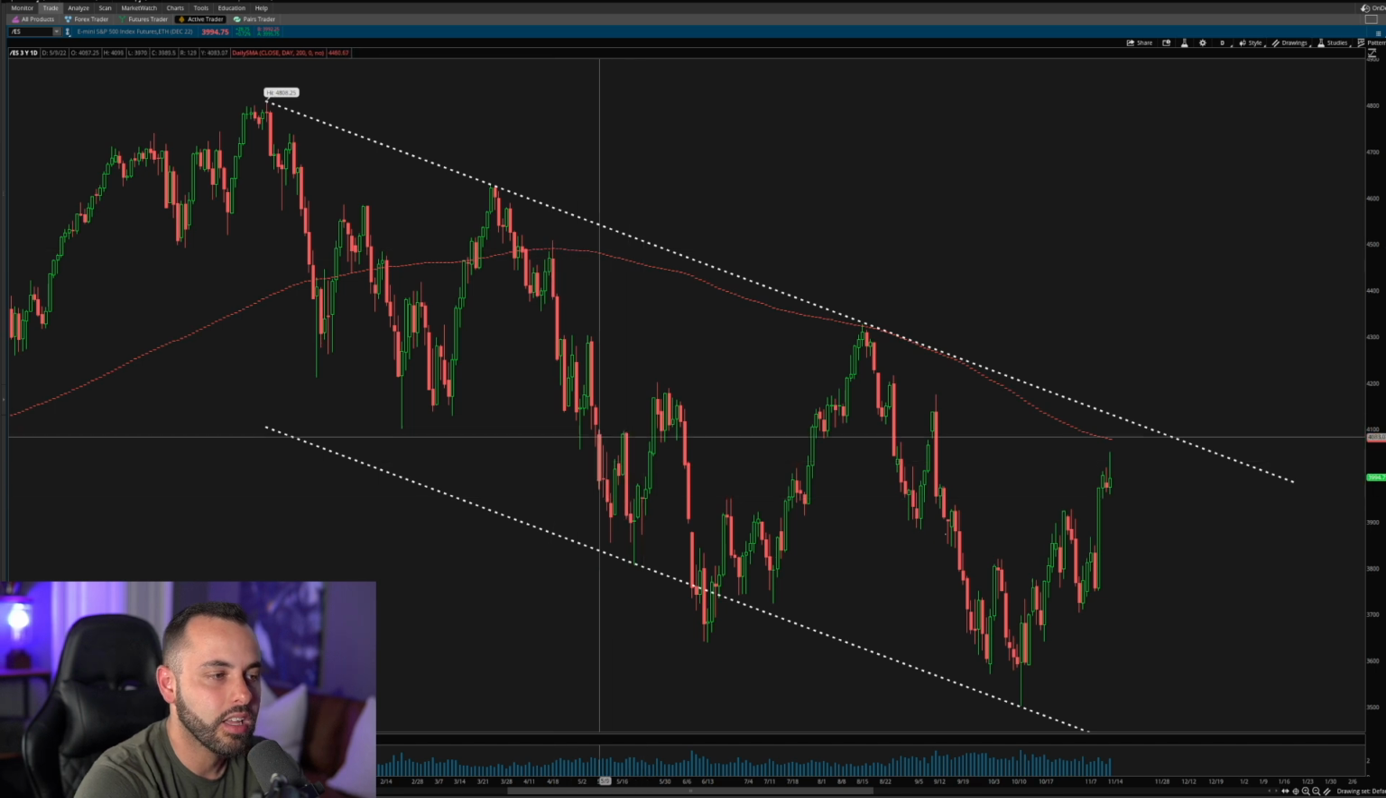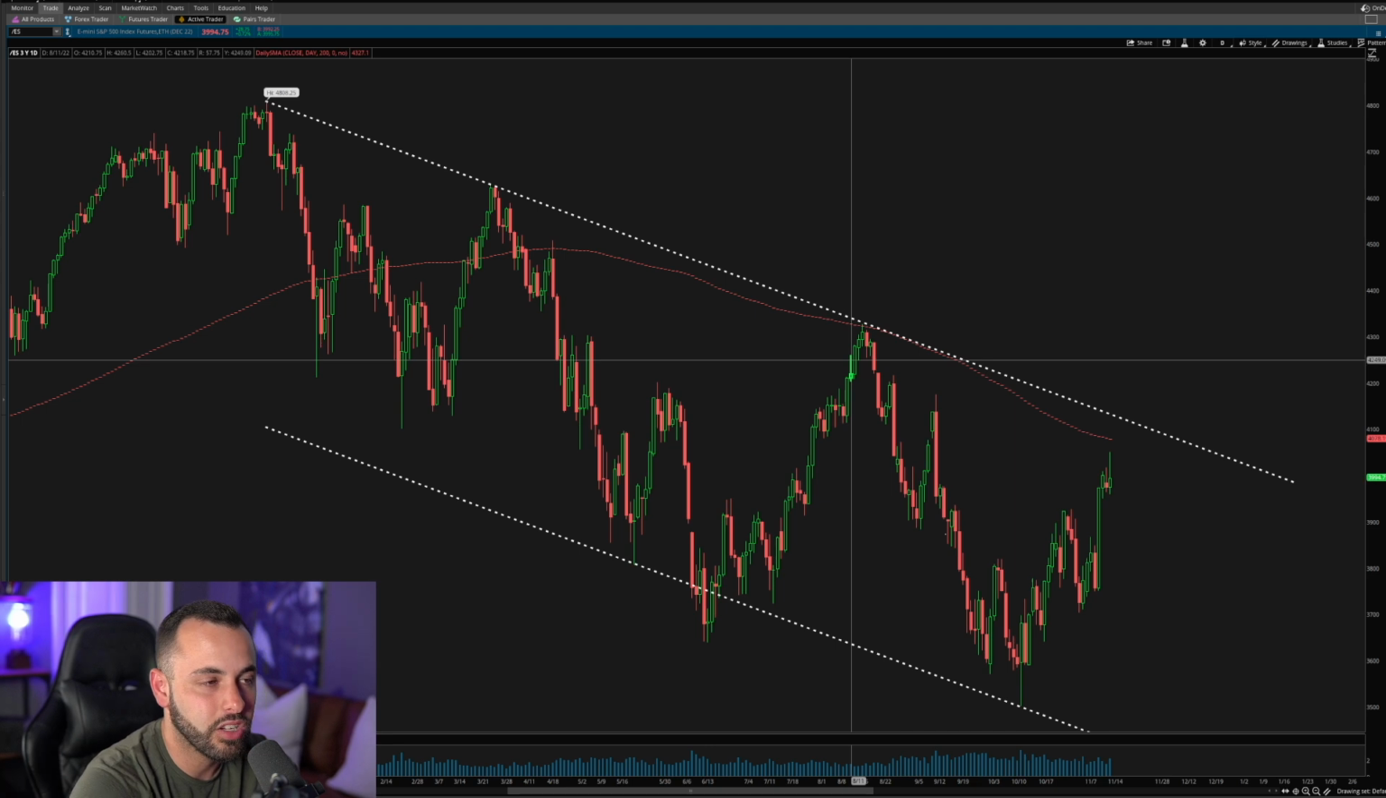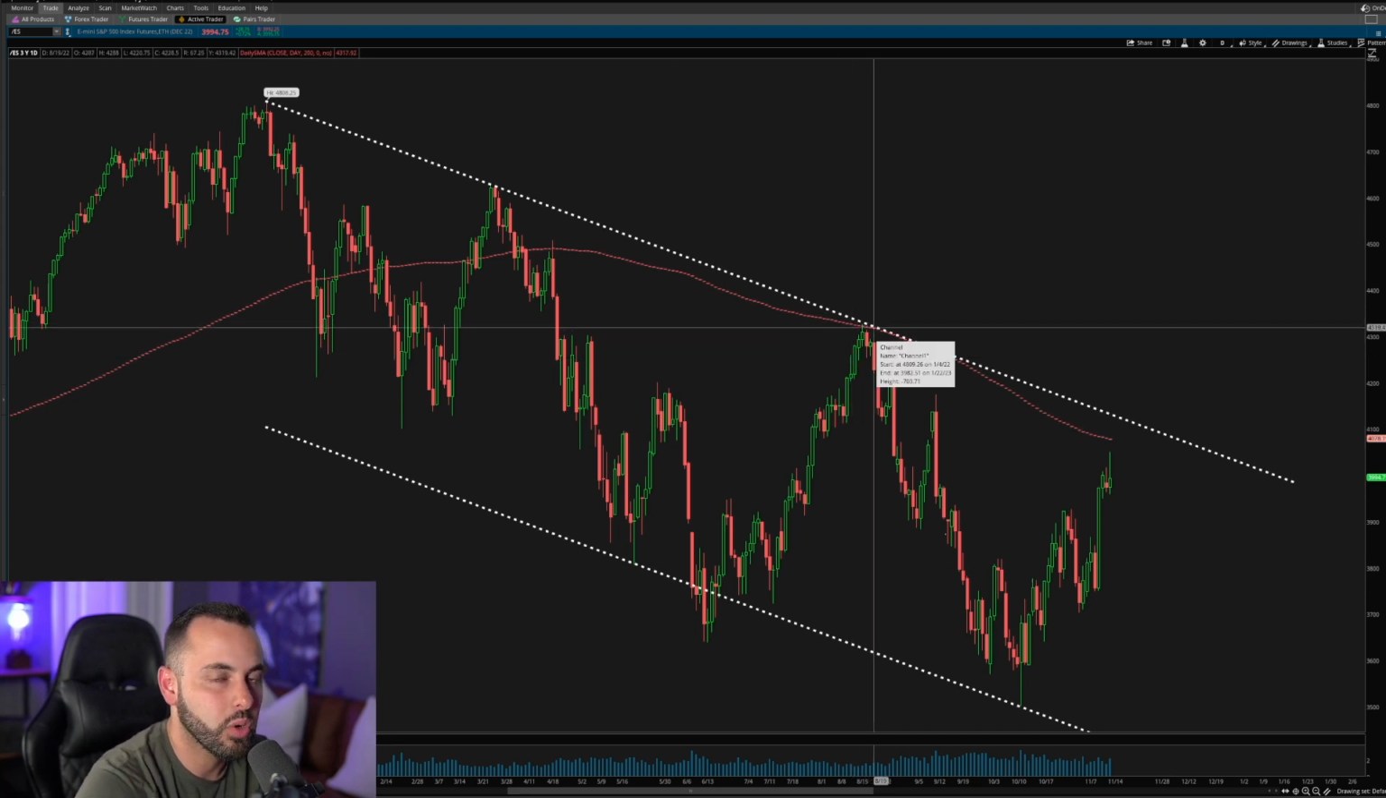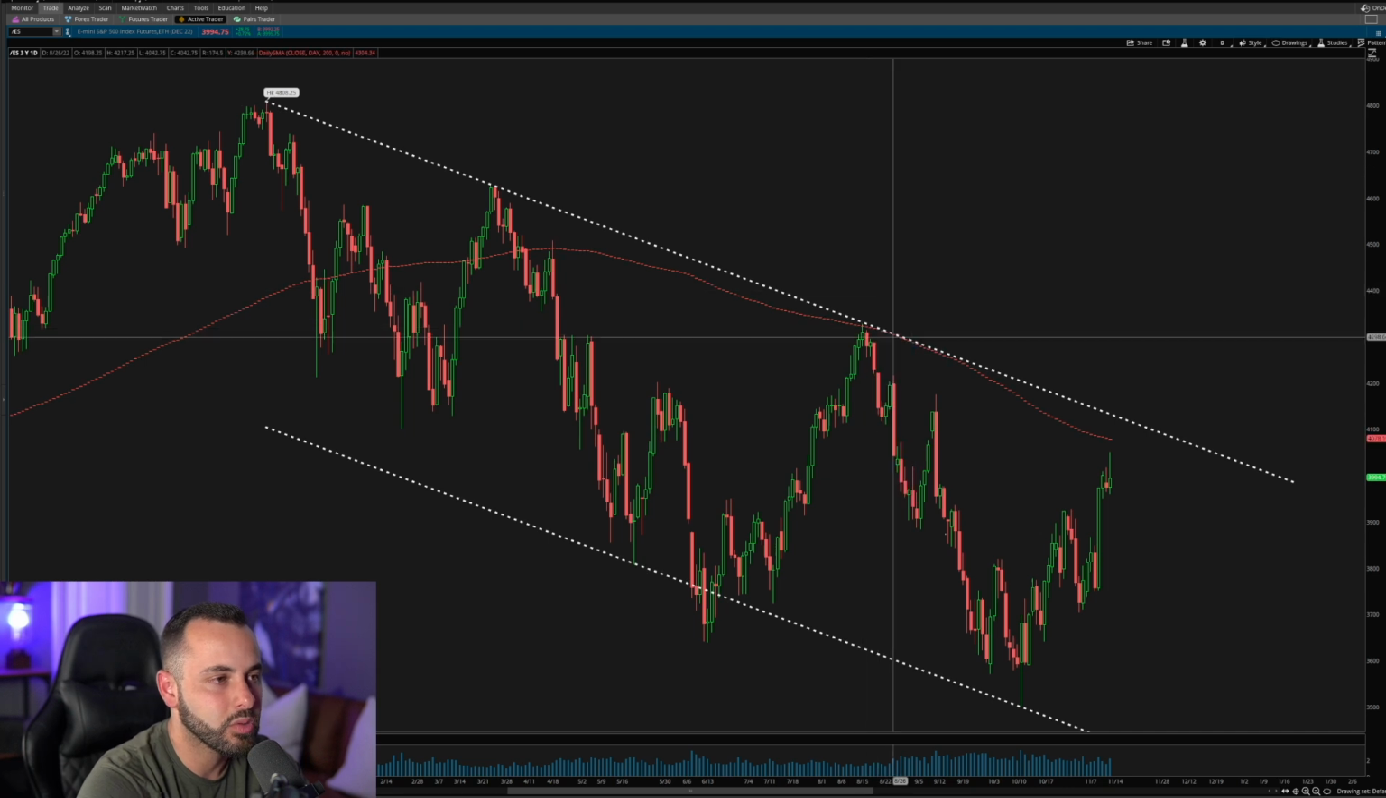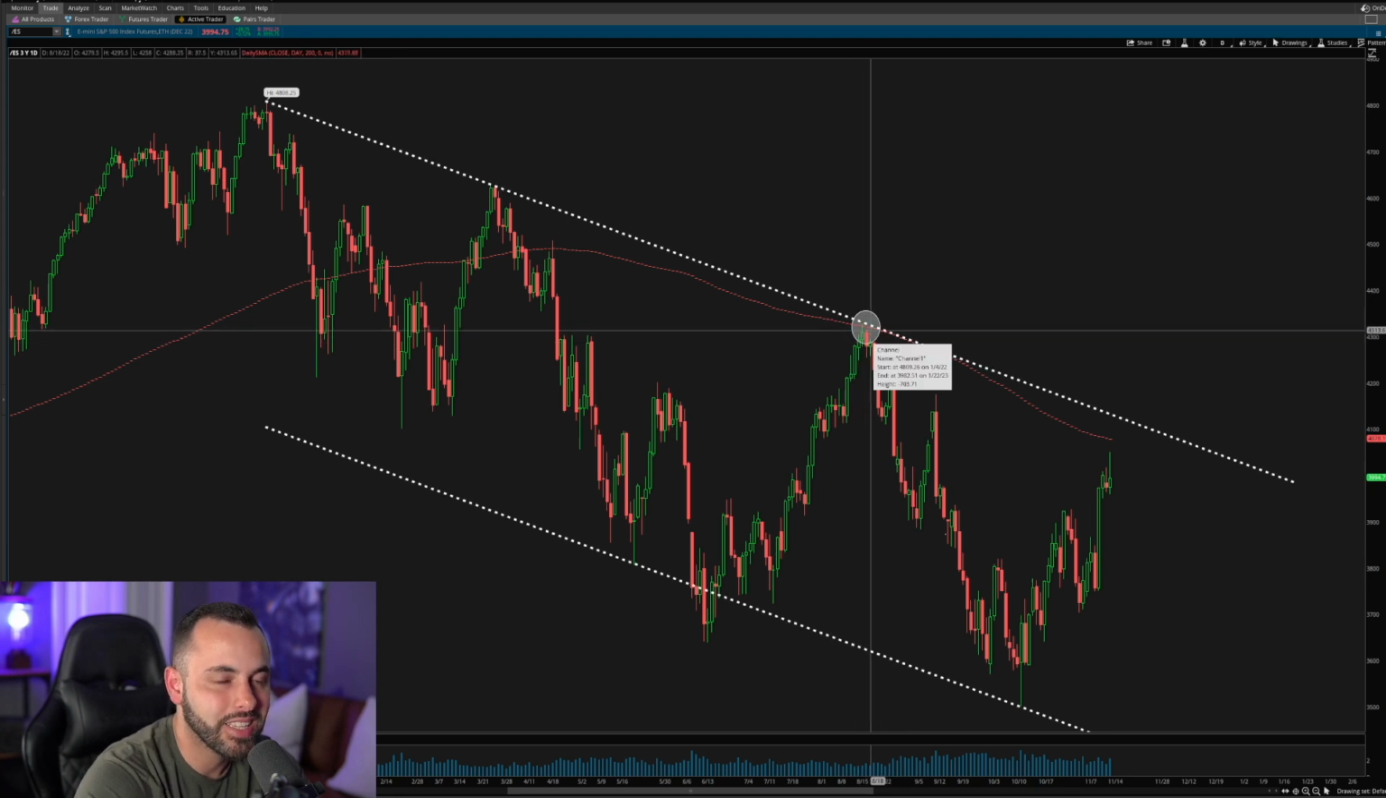On the last push to the upside in sort of August, from June, July into August, we saw that push up to that channel high, which also correlated to that 200 SMA. This was a very major rejection point on the markets. You guys can see the 200 SMA and that channel high coming together at the same exact point.